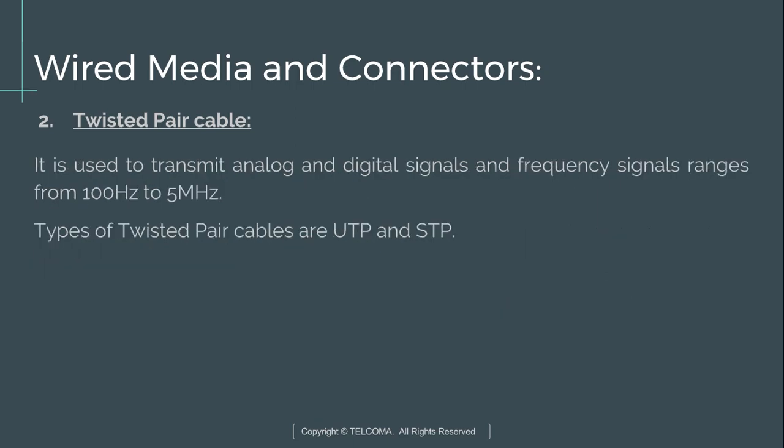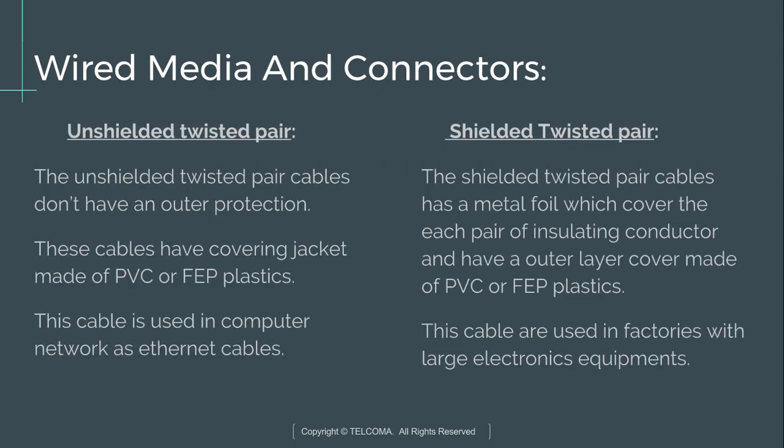It is used to transmit analog and digital signals, and the frequency range is from 100 Hz to 5 MHz. The types of twisted pair cables are UTP and STP. UTP stands for unshielded twisted pair cable and STP stands for shielded twisted pair cable. The unshielded twisted pair cables don't have an outer protection. This means the wires are not protected by any shield.